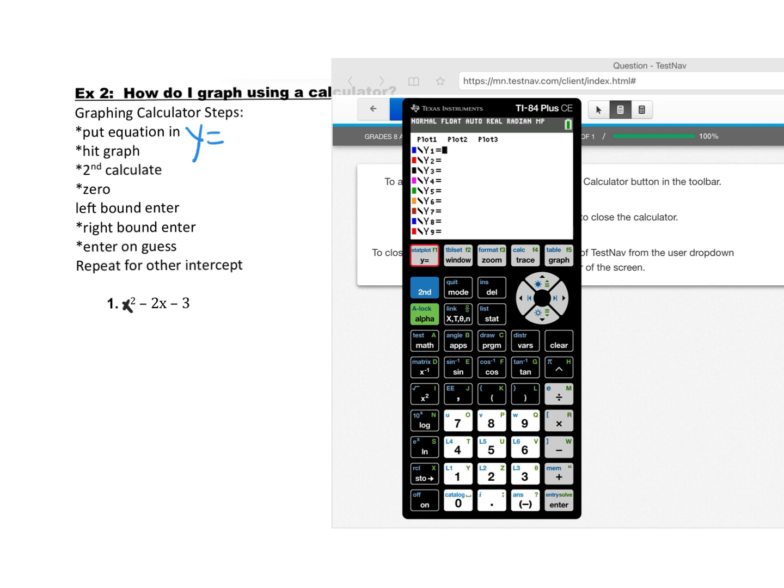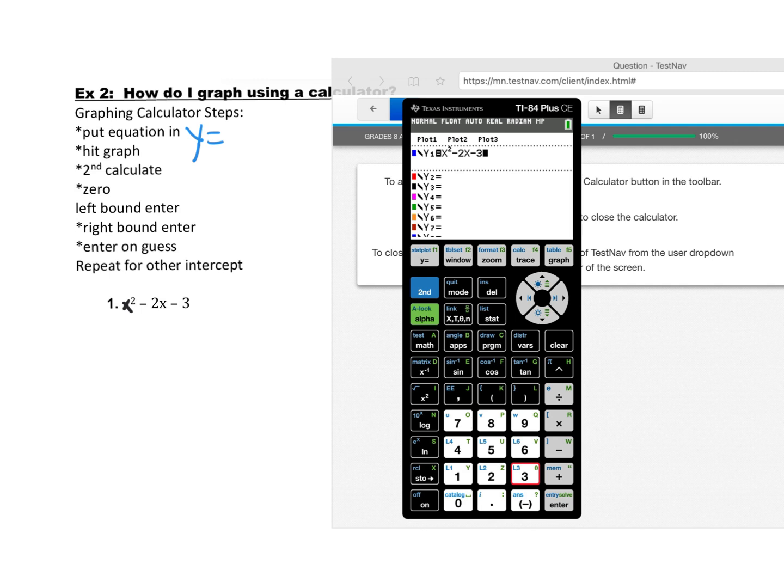When we do that, to get our x, we need to hit this alpha lock. So you're pressing the alpha lock, and then you're pressing your x button, which is right down here, on the bottom, the second one to the bottom. So now we have our x, and then we can put in our square, or you could even use a caret button, it doesn't matter. Minus 2, and now to put the x in again, you have to do that alpha lock, and then we're going to put the x, and now minus 3.